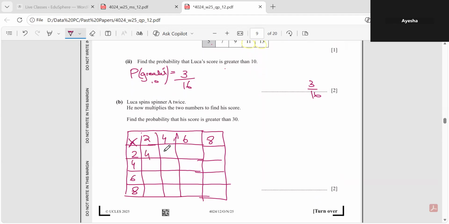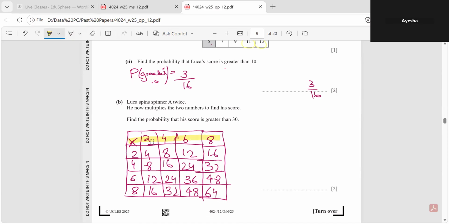2 2s are 4, 2 4s are 8, 2 6s are 12, 2 8s are 16. 4 2s are 8, 4 4s are 16, 4 6s are 24, 4 8s are 32. 6 2s are 12, 6 4s are 24, 6 6s are 36, 6 8s are 48. And then 8 2s are 16, 8 4s are 32, 8 6s are 48, 8 8s are 64. This is the possibility diagram which is completed.